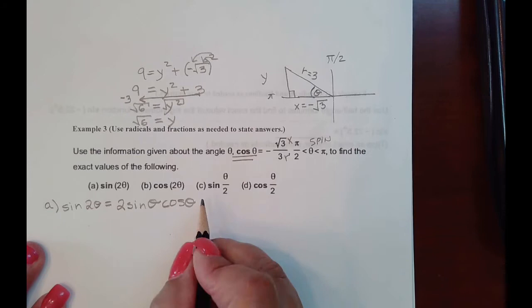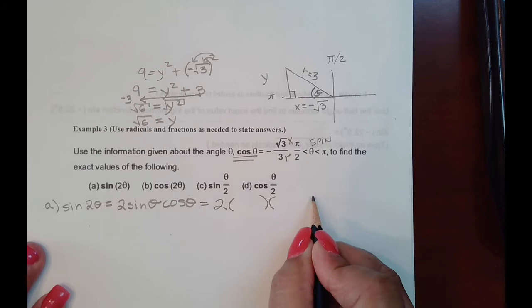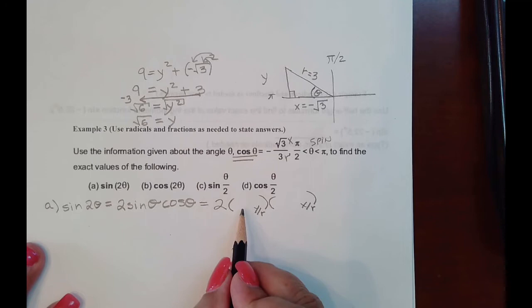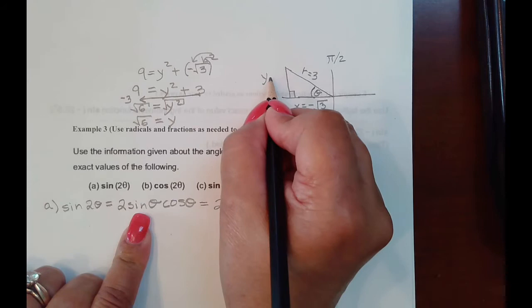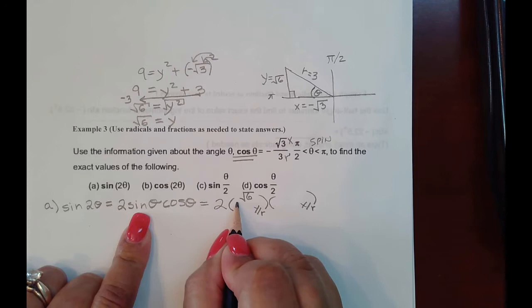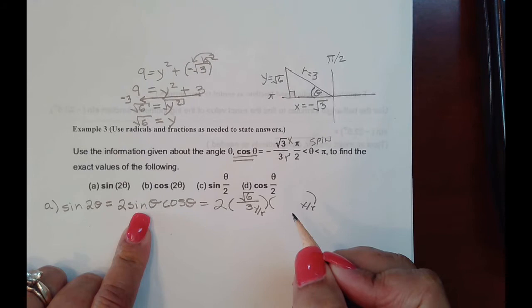Okay, then we can go and grab our values now. It'll be 2 times sine of theta times cosine of theta. Don't forget, we're doing y over r for sine of theta. X over r is how cosine of theta is defined. So in this very first parenthesis, sine of theta, it would be the y value that we just found, square root of 6, over the r value. And then the cosine value would be x over r.